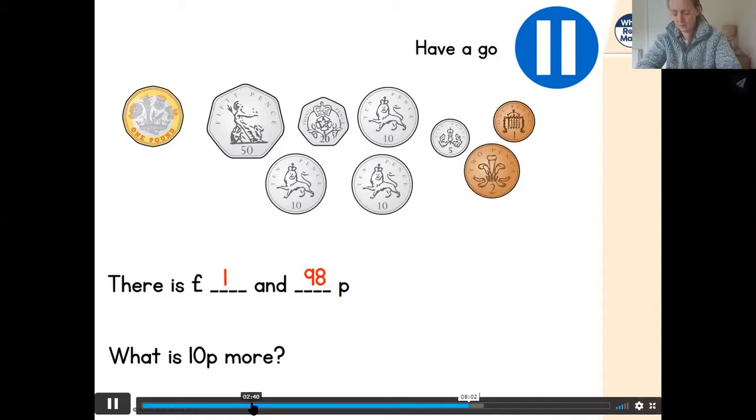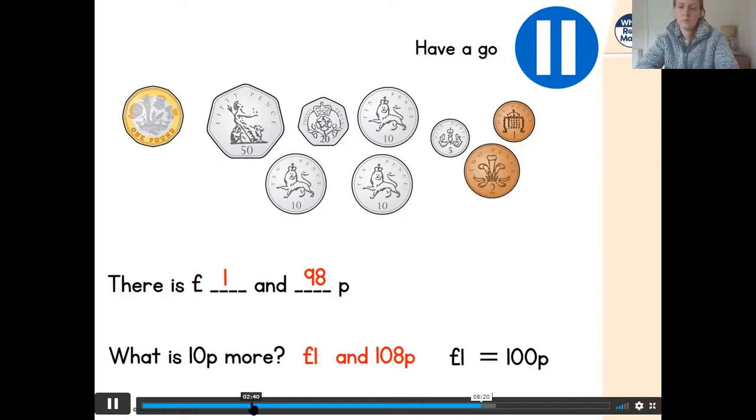Okay, let's have a look at what we got. So you might think, oh, we can just add 10 pence to our 98 pence, and that's what we've done. But we wouldn't write that as our answer, because we know a key fact. We know that 100 pence is equal to £1. So we can see we've got over 100 pence there, we've got 108 pence.